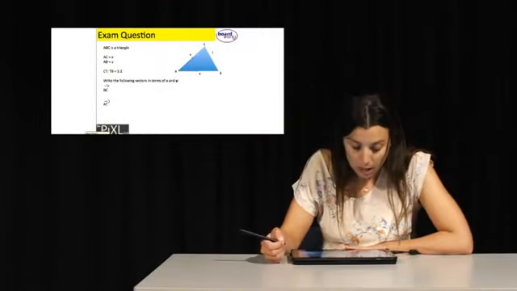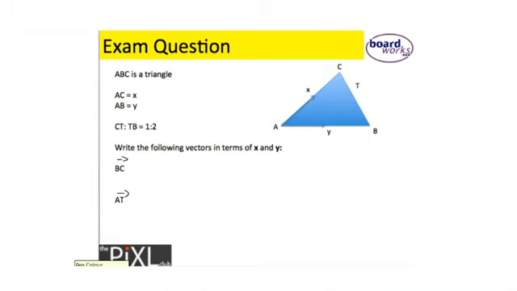So another question for you to try. ABC is a triangle. AC, that's the vector A to C, equals X. The vector AB, as you can see on the diagram here, is equal to Y. CT to TB is in the ratio 1 to 2. So this section here, T to B, is twice as big, we don't know how big, but twice as big as the section C to T. So if C to T is 5, then T to B is going to be 10. It's going to be double the amount, okay?